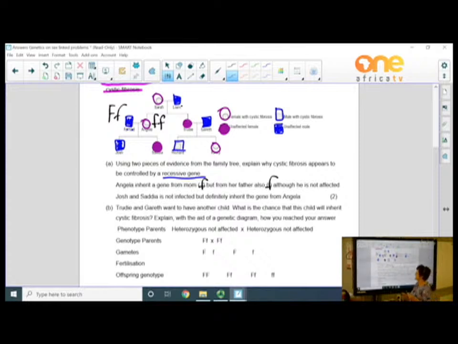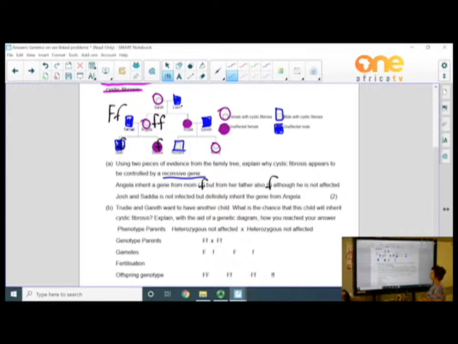Josh and Sadia is not affected. But they both inherited the gene. So they inherited the F gene. But they are not affected, so I know that it must be a recessive gene, because you can see they are not affected. Okay, right, so Trudy and Gareth want to have another child. What is the chance that this child will inherit cystic fibrosis?